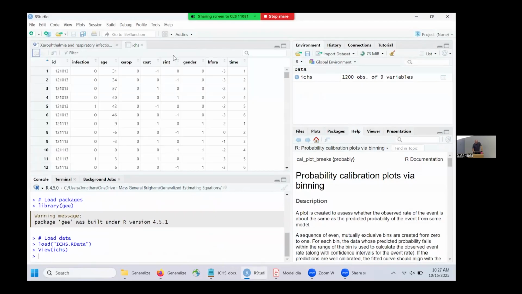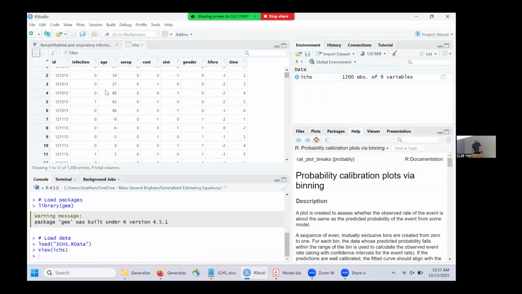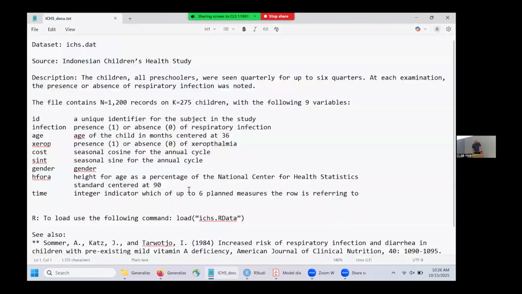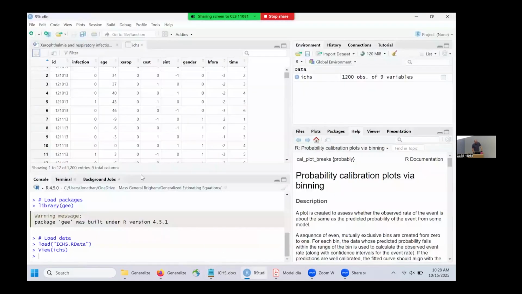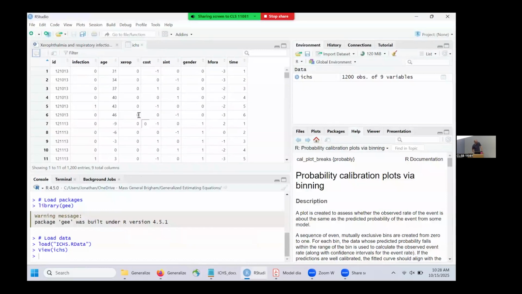And we can take a look at it. So here we go. We have our ID, infection 0 or 1. So clearly if our outcome is 0 or 1, we're not going to be using a normal distribution to model this. Or, maybe someone would argue that we could, but today we're not going to. Here we have age. Age was in months, centered at 36. Yeah, so that's why we have some of these negative values.